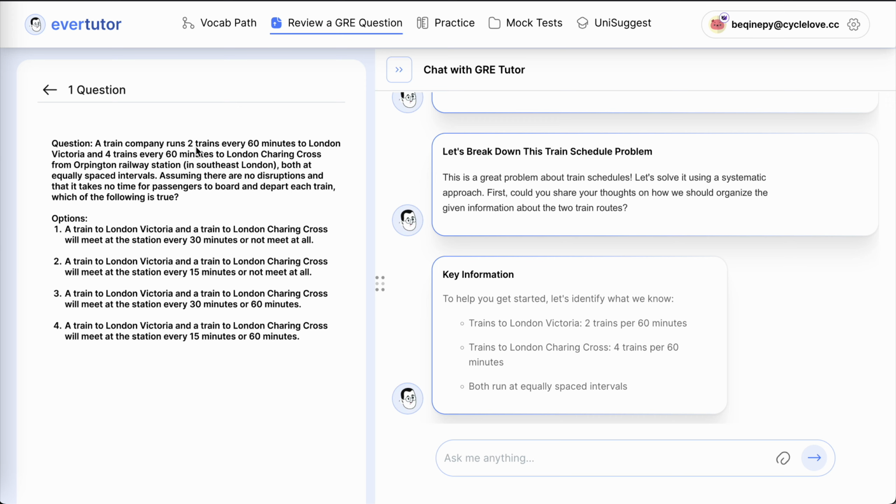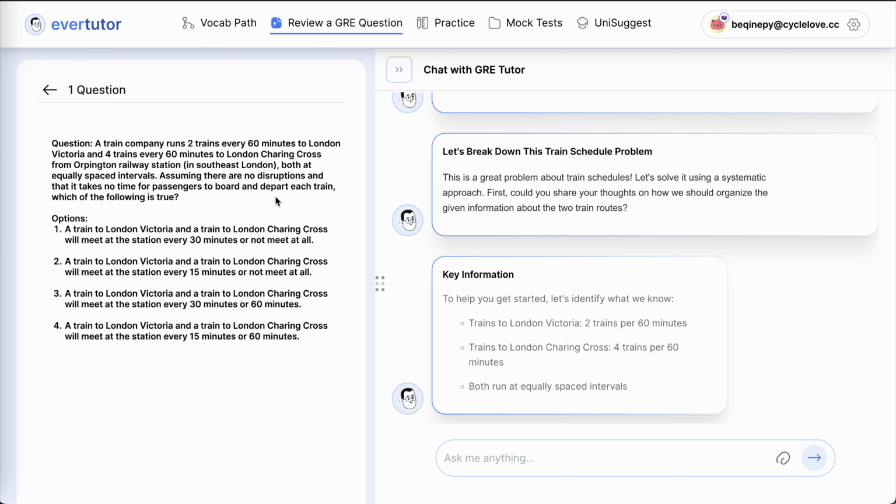There is a train company that runs two trains every 60 minutes to London Victoria and four trains every 60 minutes to London Charing Cross from Orpington railway station, both at equally spaced intervals. Assuming there are no disruptions and that it takes no time for passengers to board and depart each train, which of the following is true?